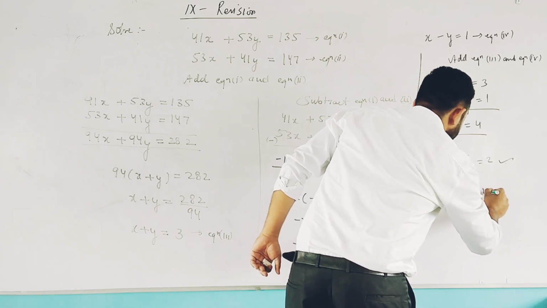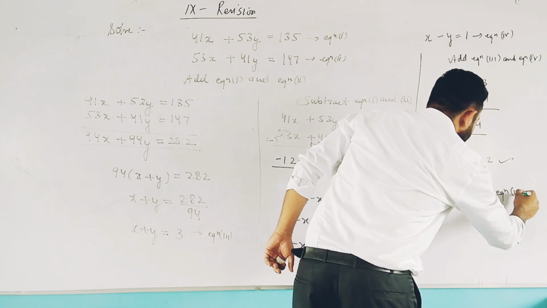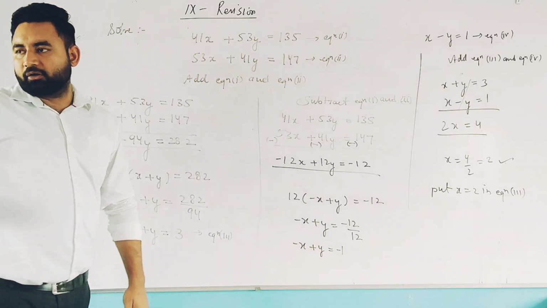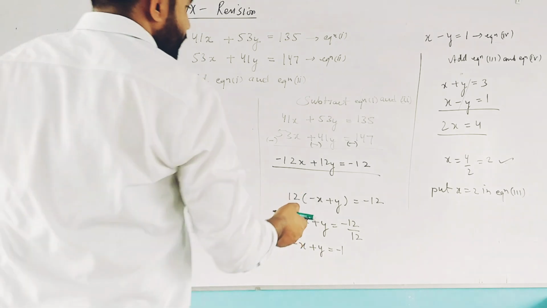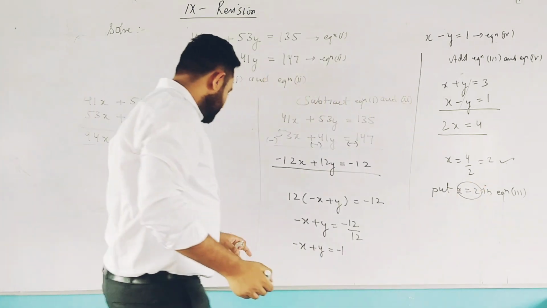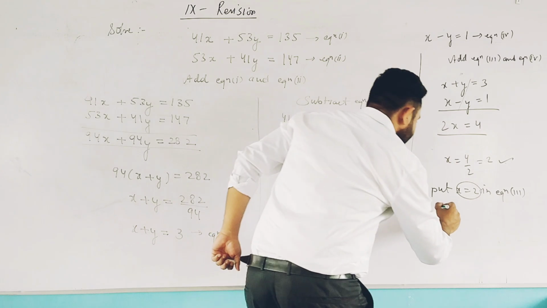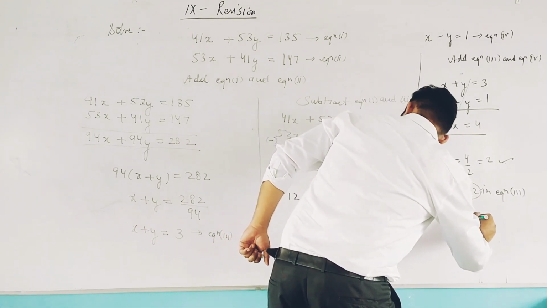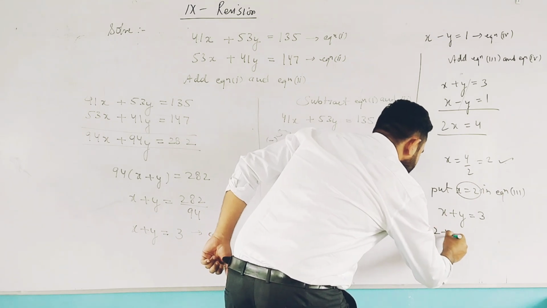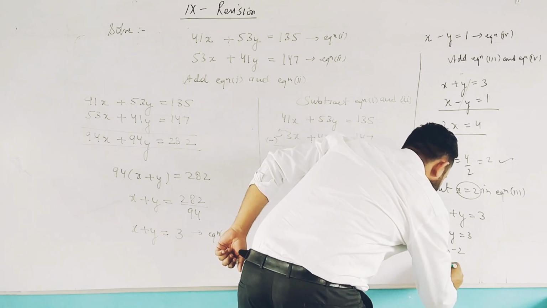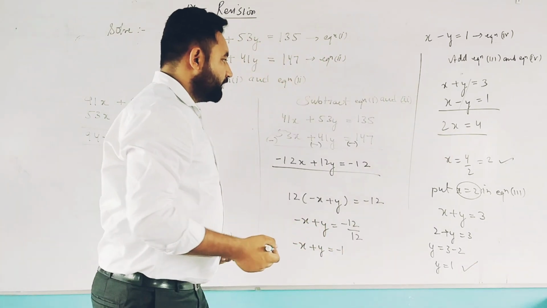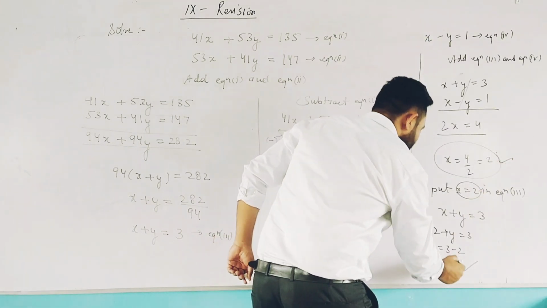Now we need to find the value of y. For that, we need to substitute the value of x in any of the equations. Suppose equation number 3. So in place of x, I'm writing 2. So 2 plus y equals to 3. So y equals to 3 minus 2, which becomes 1. So this is your final answer. Here we got the value of x and the value of y.